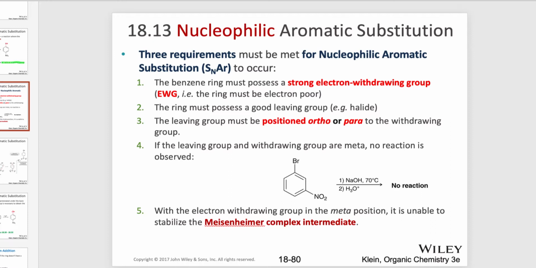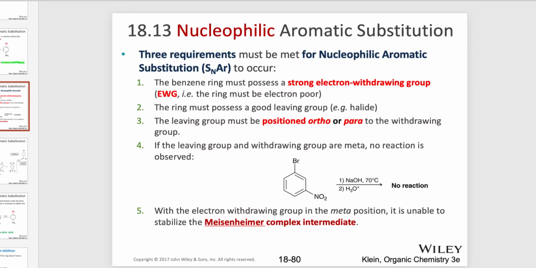The benzene ring, for one, must have a very strong electron withdrawing group. Remember how I stressed to have detailed knowledge as to the bonding patterns, and we had learned that a nitro group is an excellent electron withdrawing group. What this does is it decreases the electron density in the ring, which means a nucleophile will be attracted to the ring and a reaction can occur.